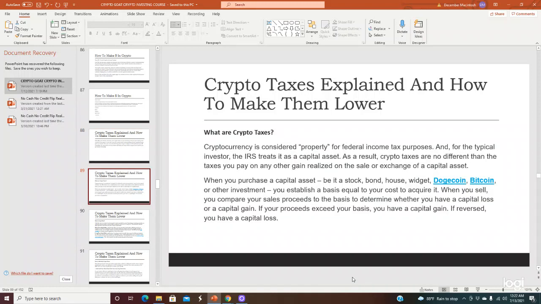Remember to always do your own research, look more into these things. You just always want to make sure you get as much information as possible to be able to make the best decision for yourself. So what are crypto taxes?